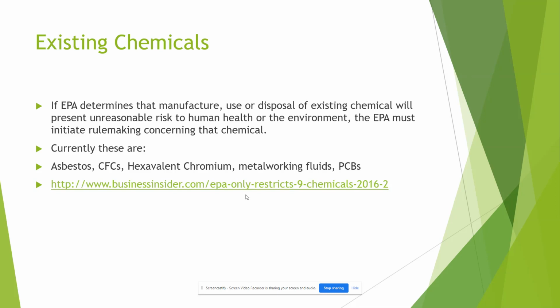Okay, if the EPA determines that the manufacture, use, or disposal of existing chemicals presents an unreasonable risk to human health or the environment, they must, it's not they can, they must initiate rulemaking concerning that chemical. Examples of that are asbestos, CFCs, which I don't really know what CFCs are, and hexavalent chromium. That was the substance in the Erin Brockovich case that was in the groundwater, which was causing birth defects and other sorts of bad things.